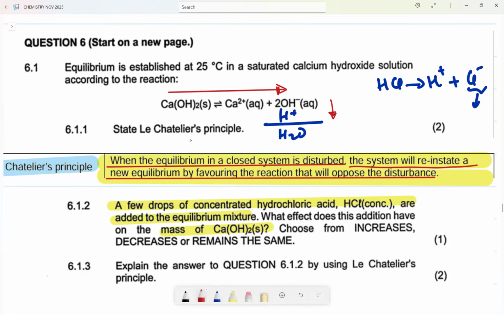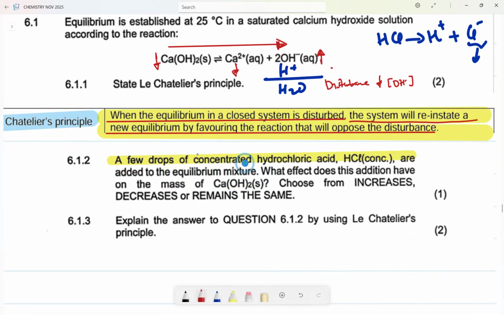Let's favor the forward reaction such that we will transfer some of the concentration of OH from this compound to the OH. And then when we favor the forward reaction, the concentration of this one will decrease, and this one will also increase. But initially, the disturbance was a decrease in concentration of OH minus to form water. So this one is Le Chatelier making its effect. So now let's reason. What will happen to the mass of the thing? The mass of calcium hydroxide will decrease.